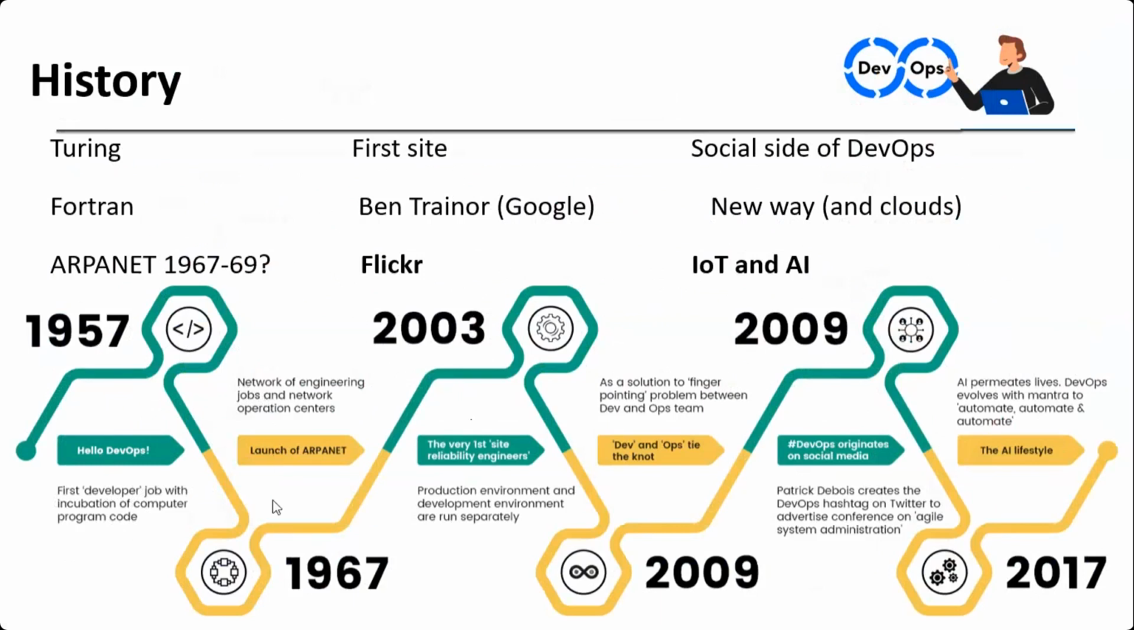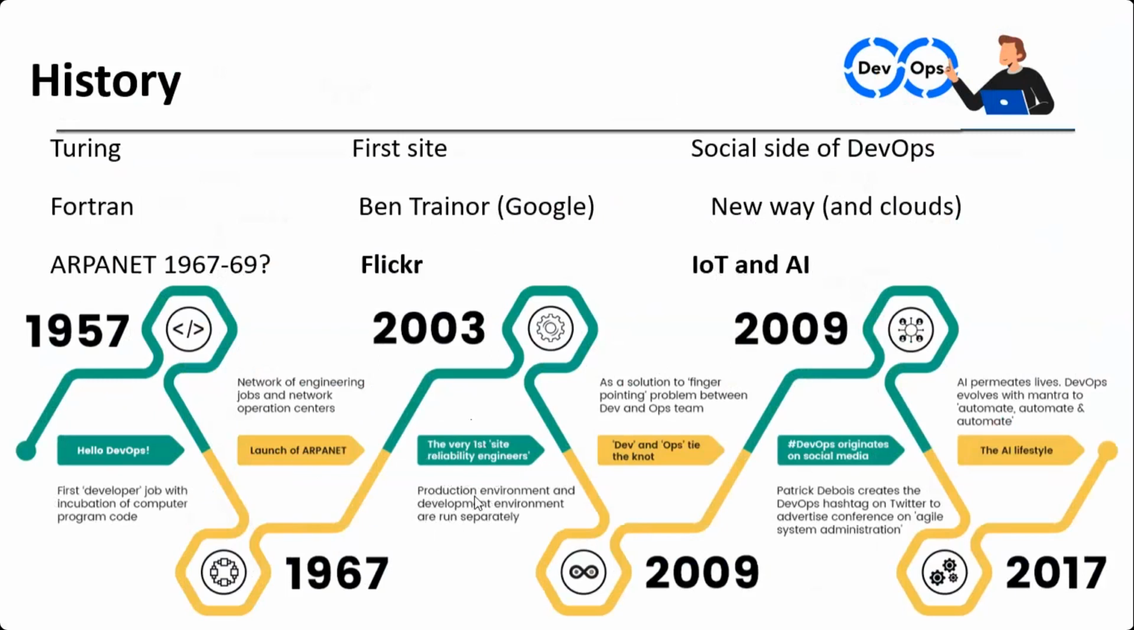And then in 1967, we launched ARPANET. As you know, we have Turing, Fortran, and ARPANET in 67 and 69. And then the first site, Ben Taylor, trainer for Google, Flickr, and the social site of DevOps, a new way, and clouds. Then we have IoT and AI, of course, until now. In 2003, we have the very first site reliability engineers. You can say that the production environment and development environment run separately from here.